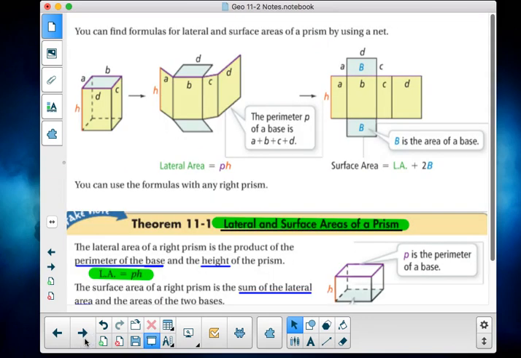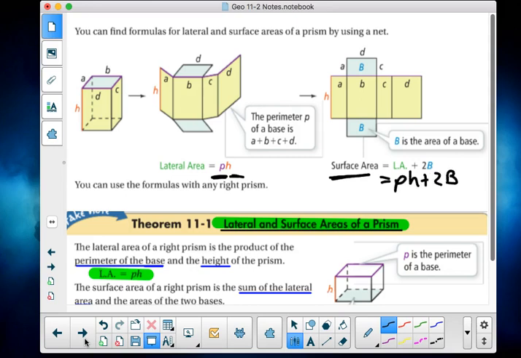Now, you can find formulas for lateral and surface areas of a prism by using a net. Okay. Now, the lateral area is the perimeter times the height. And then the surface area is that lateral area plus the two bases. And remember, SA is still perimeter times h plus the area of the two bases. Now, big B, they talk about big B. You define the formula, because in this case, big B, the formula is something I know. It's a rectangle, that's base times height.